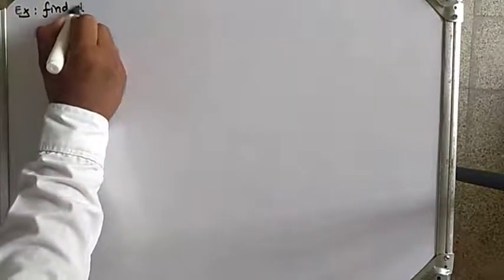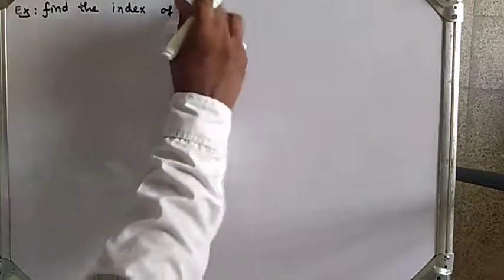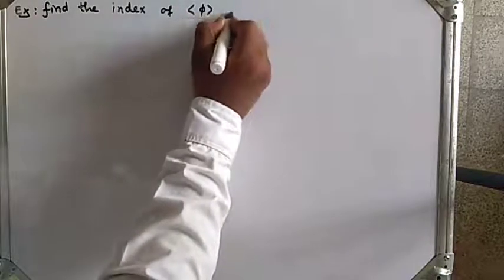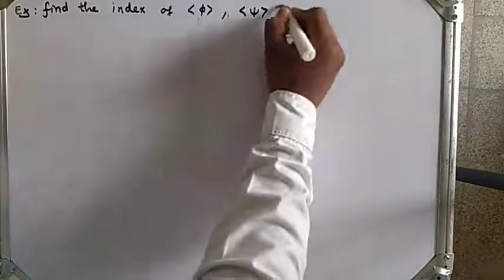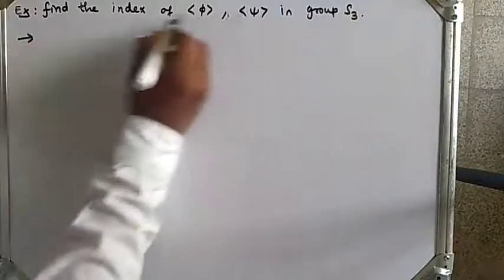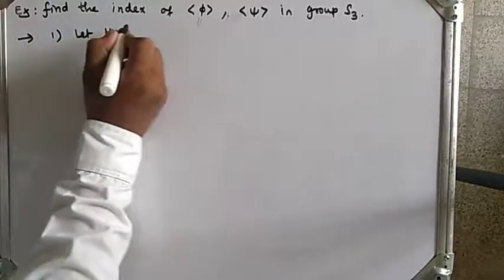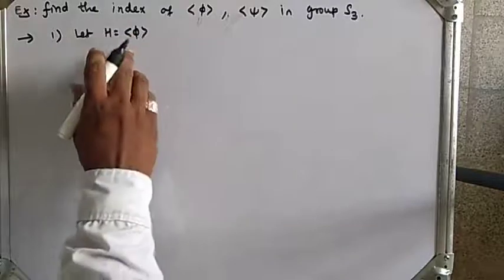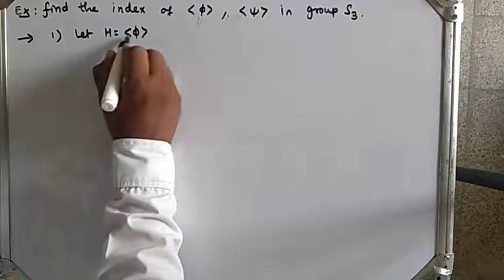Now let's see another example. Find the index of the subgroup generated by phi and the subgroup generated by psi in group S3. So first let H be equal to the subgroup generated by phi. In group S3 there are total 6 elements. So H is the subgroup generated by phi.